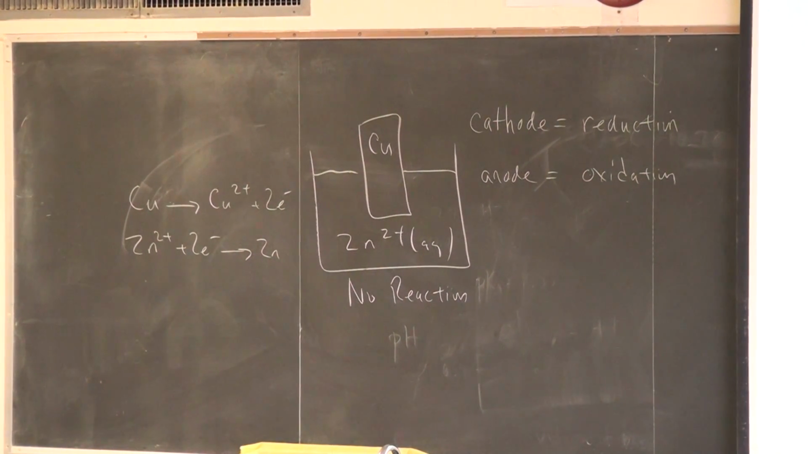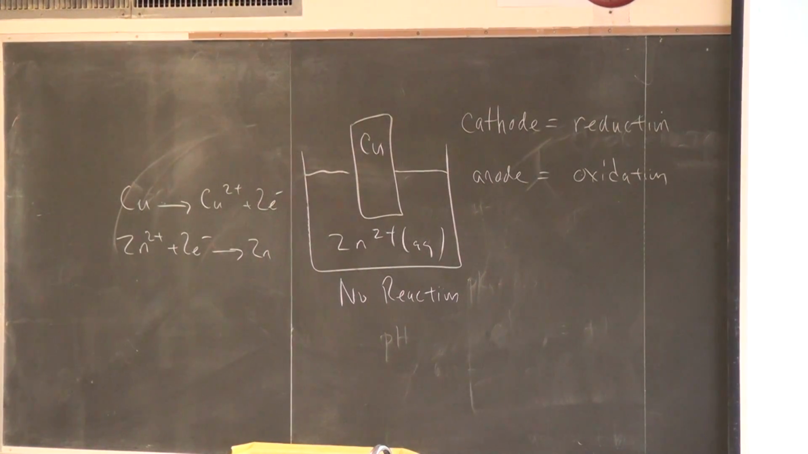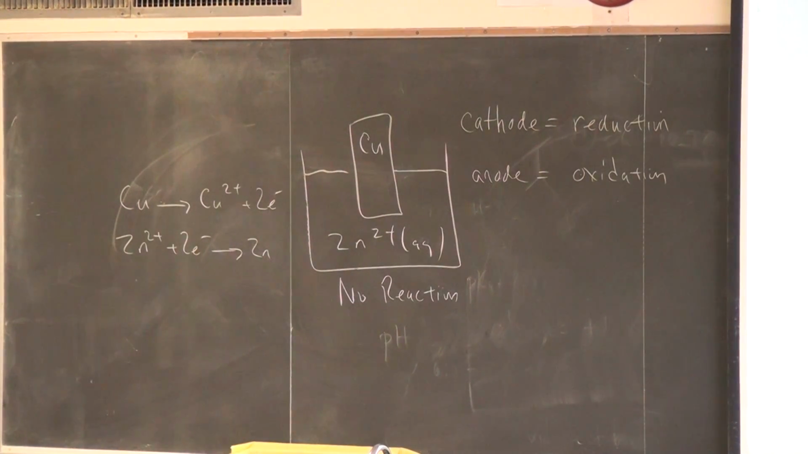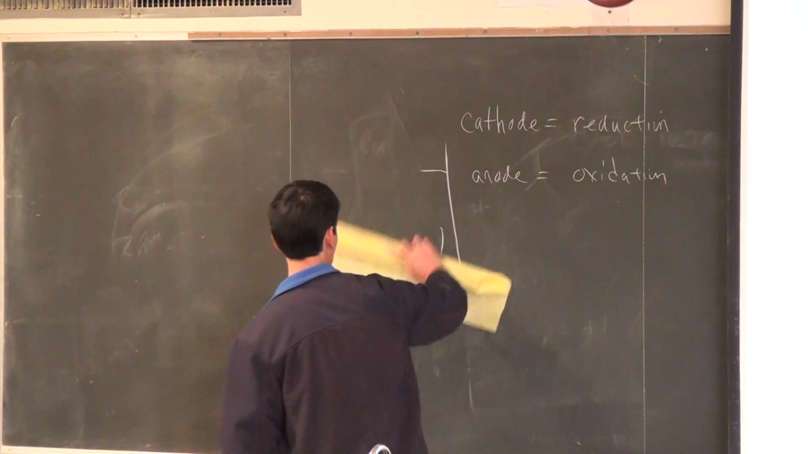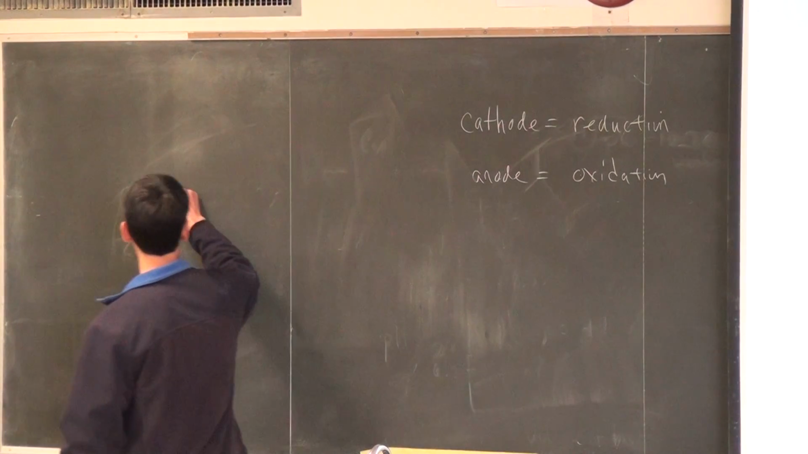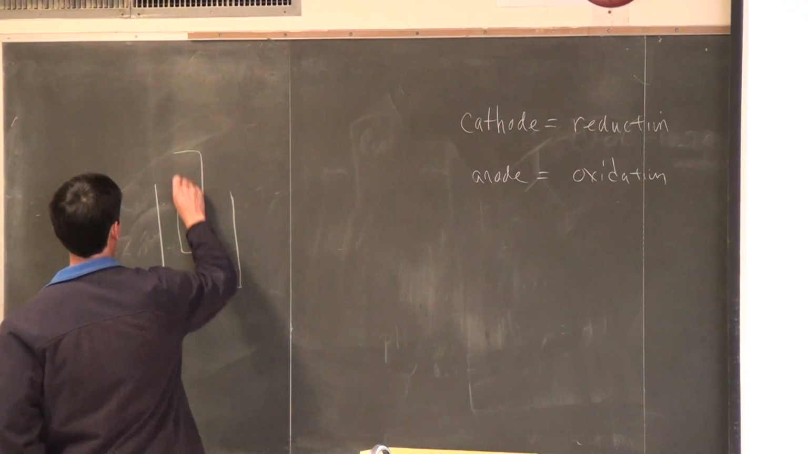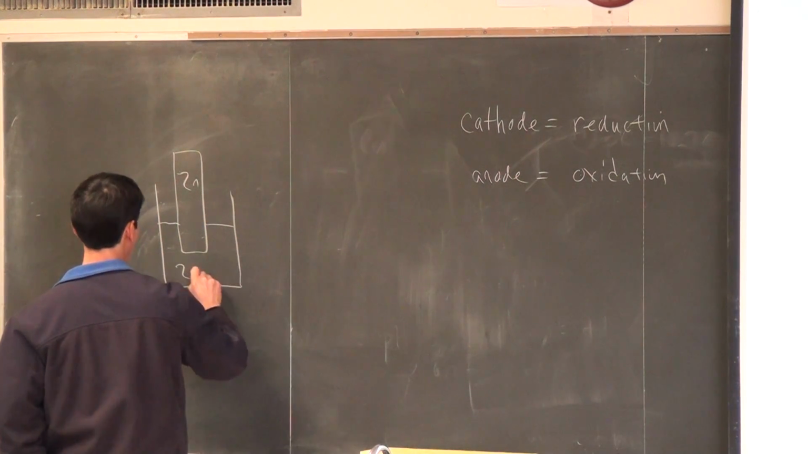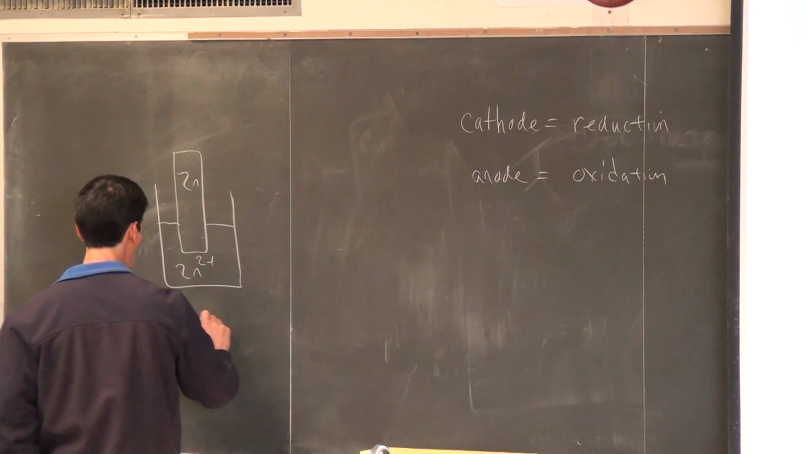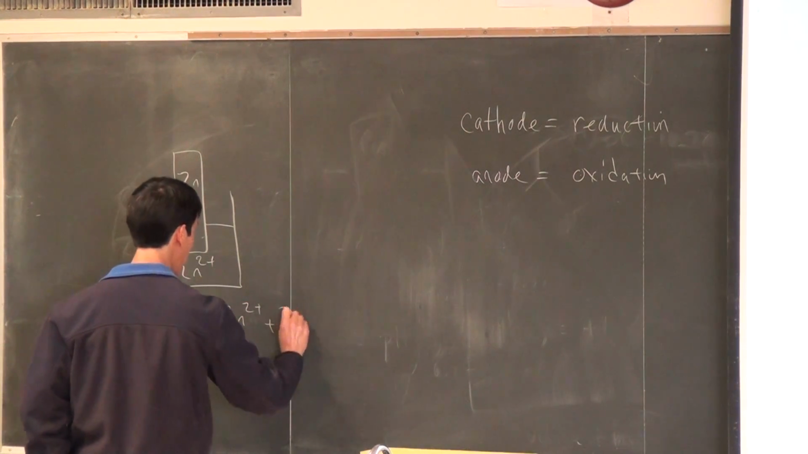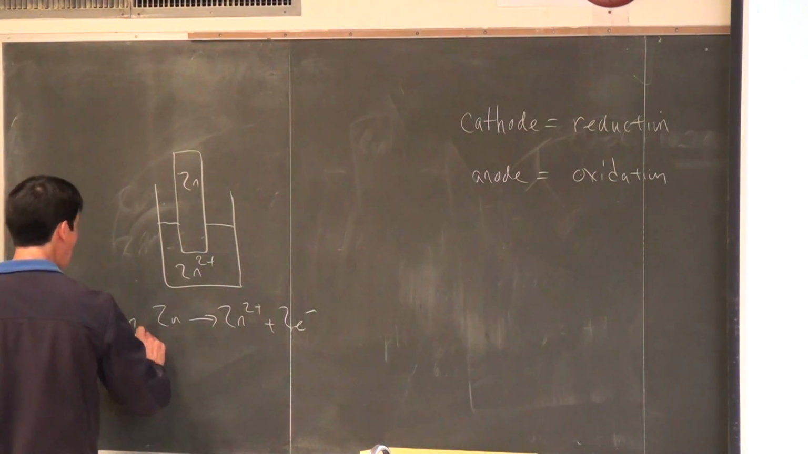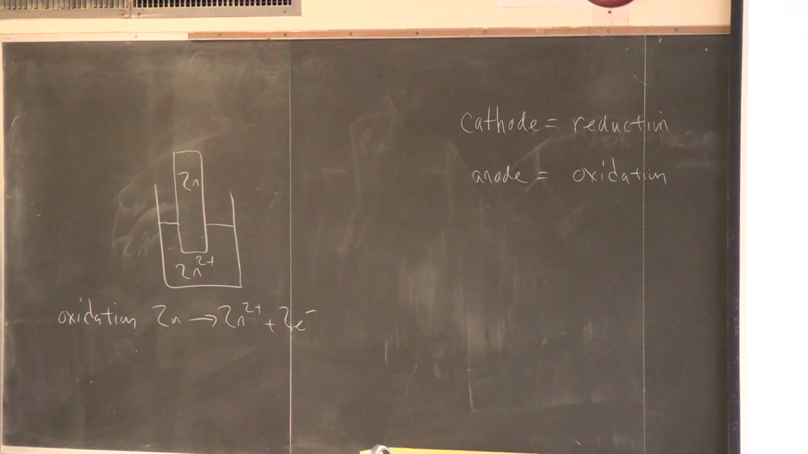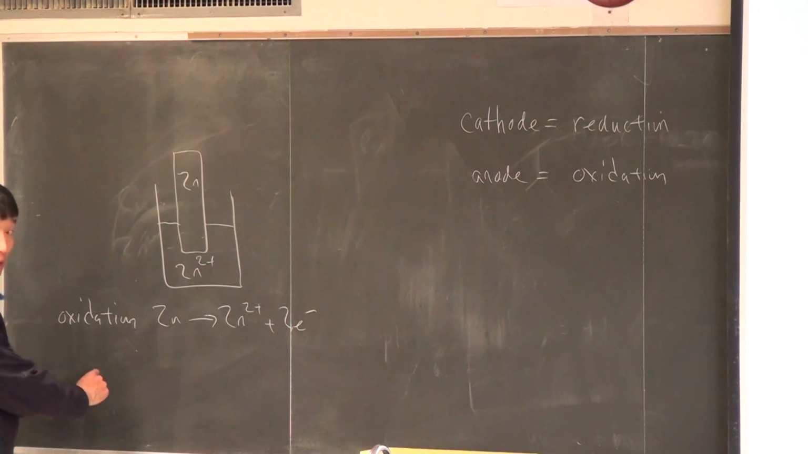So, what's happening at the zinc electrode? Yeah, so zinc is being oxidized. So at the zinc electrode, okay, so we have our zinc. Zinc is being oxidized to zinc 2+. So this is an oxidation, which means that the zinc electrode, is it the anode or cathode? This is the anode.